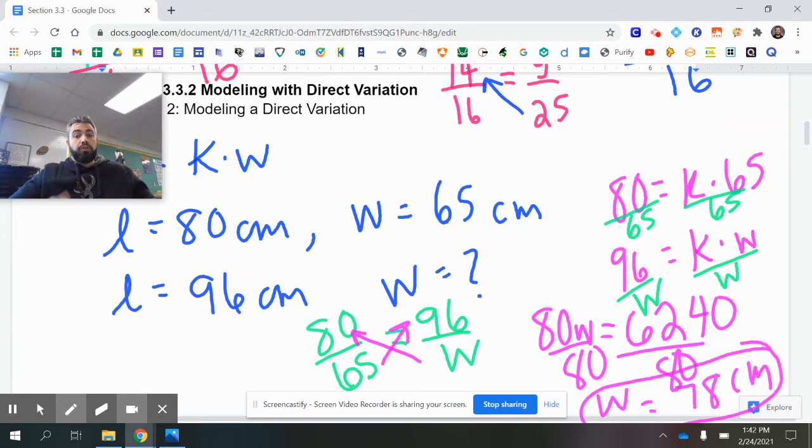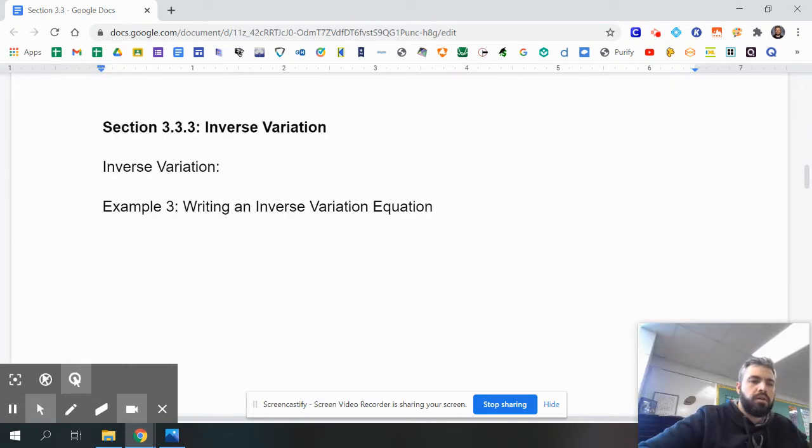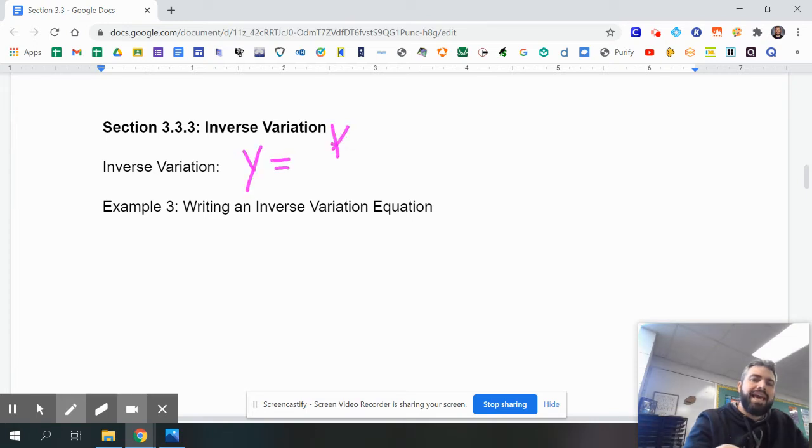So for this one, it makes sense. If it got longer, the width would also have to increase as well, because this is direct variation. Now, the next thing we're going to look at is something a little bit different. It's called inverse variation, and inverse variation is kind of like what it sounds like. In inverse variation, we actually have this equation right here: Y is equal to K divided by X. Instead of multiplying as in direct variation, it's the inverse. We're actually taking our constant of variation and dividing it by X.